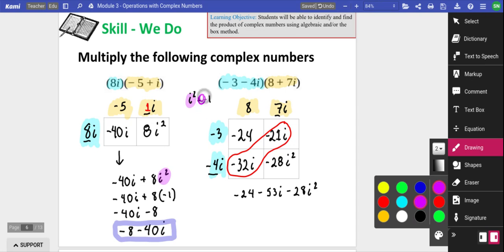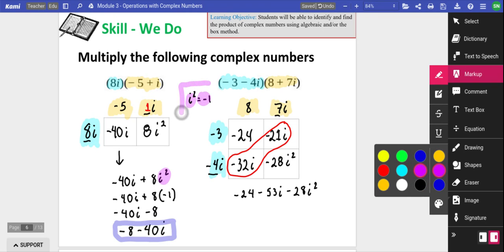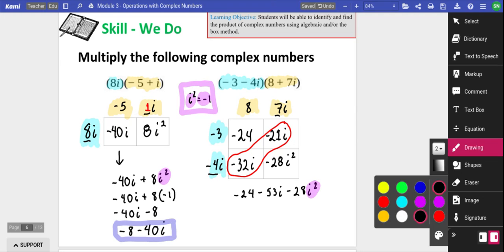Remember that i squared is equal to -1 right here. This is important. That's a conversion that we want to do. So we have -24 minus 53i minus 28 times -1. Keep simplifying. -24 minus 53i plus 28. So all the i squared does is change the sign to the opposite.